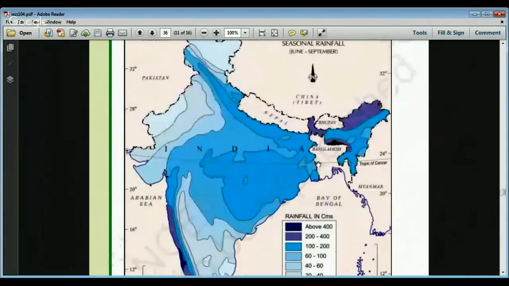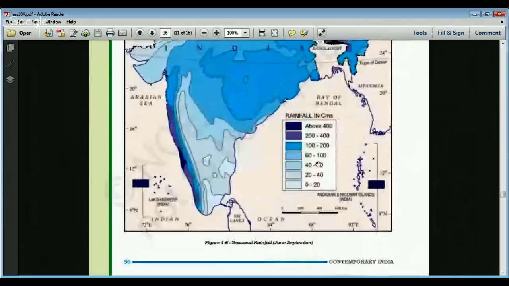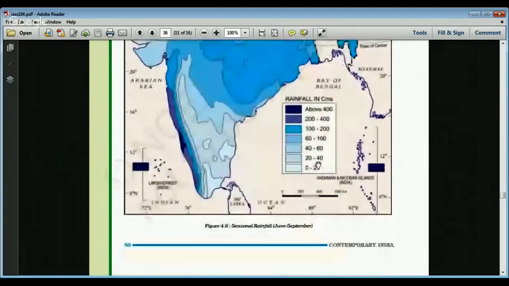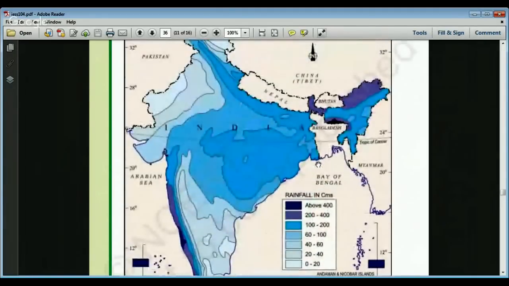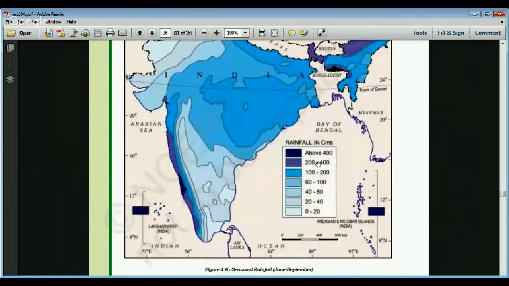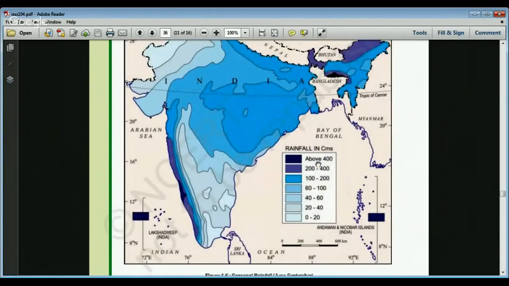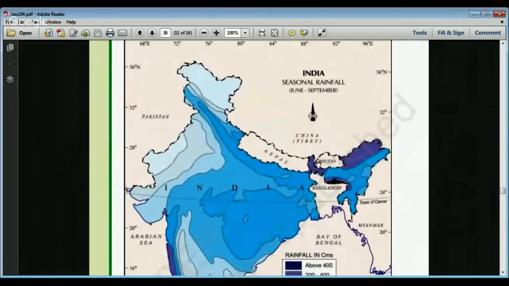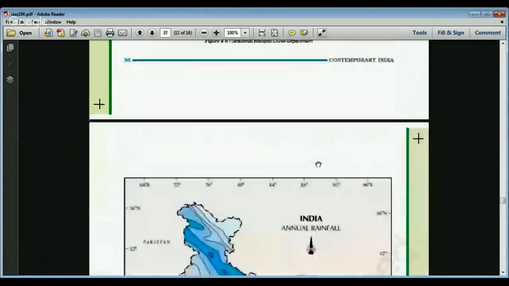You can observe this diagram. The color coding is defined. The very low rainfall regions are the Thar Desert in the western part of India, some parts of the leeward side of the Western Ghats, and also some parts of the Leh region in Jammu and Kashmir.